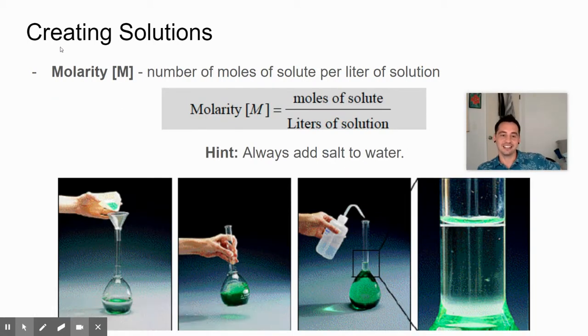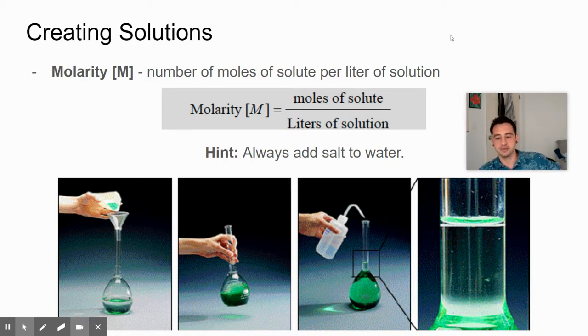Okay, next, we're talking about molarity. So we did a little bit of molarity last time, and yes, it's pretty simple, just moles over liters. So number of moles over number of liters. One of the hints is you always add salt to water. Okay, you always add acid to water, salt to water. You always add to water.